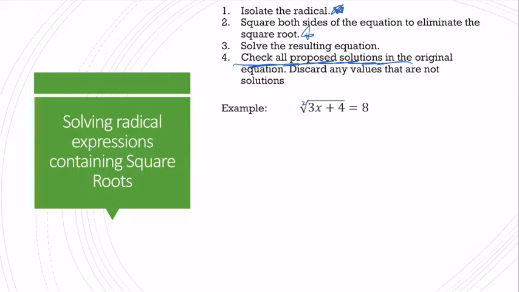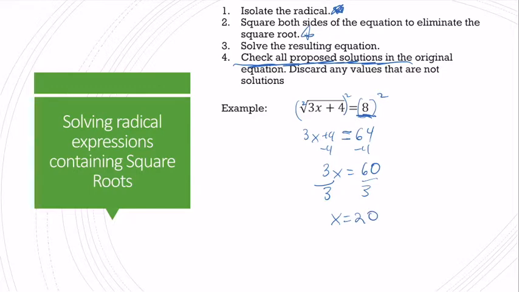So, the first thing we need to do is isolate the radical. Well, that's already been done for us. The radical is by itself on the left-hand side of my equation. I can then go ahead and square both sides. Remember that squares cancel out square roots. So I have 3x plus 4 equals 8 squared, which is 64. I can then subtract 4 from both sides. So I get 3x equals 60. I divide both sides by 3, and x equals 20.